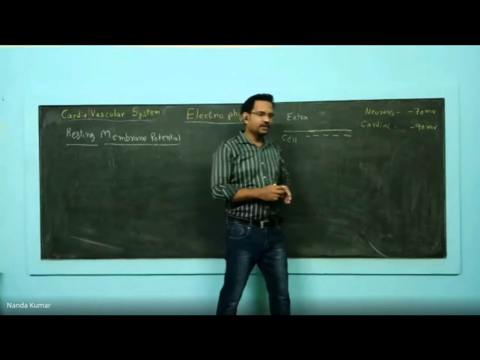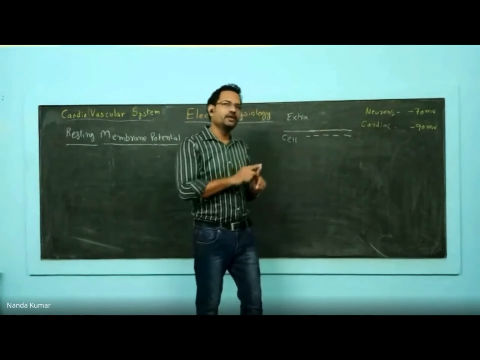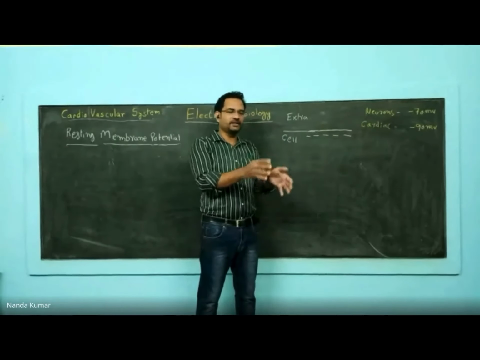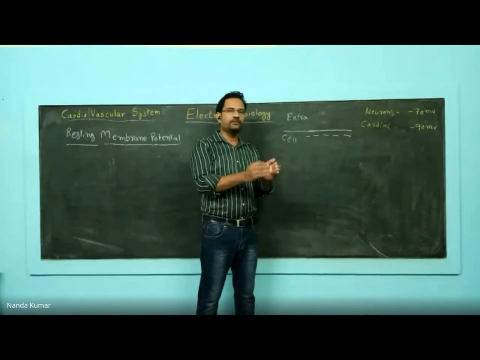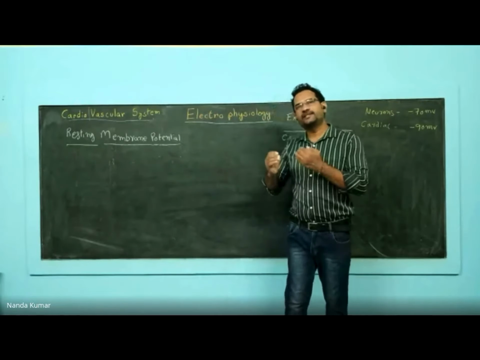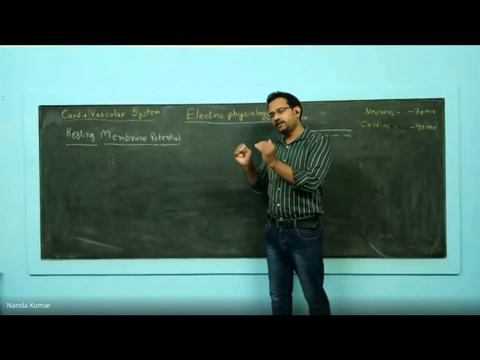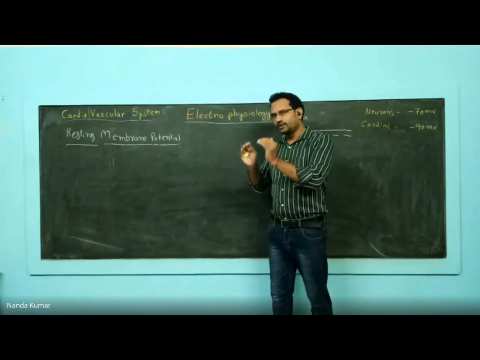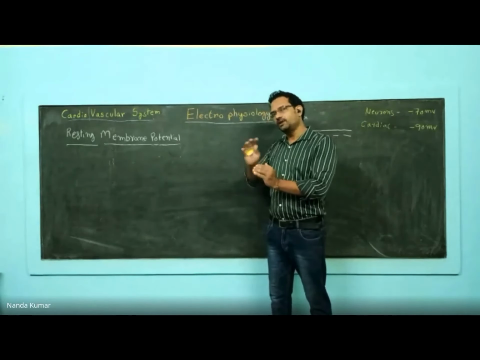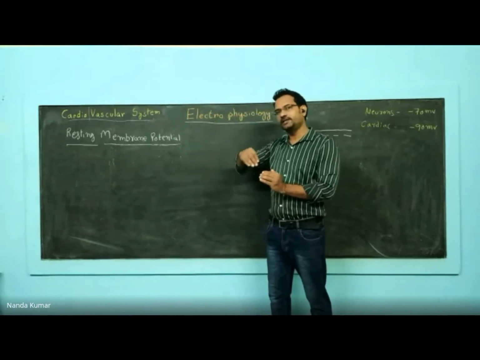Why is this? Certain reasons are there. The first one is, as I told you, certain ions are fixed in a particular compartment. Sodium is an extracellular ion. What does it mean? The concentration of sodium is high outside the cell compared to inside the cell. That doesn't mean you don't have it inside. No, sodium is also present inside, but the concentration of sodium is high outside the cell when compared to inside the cell.